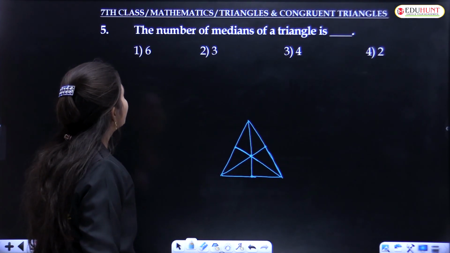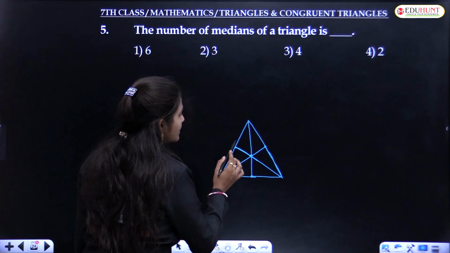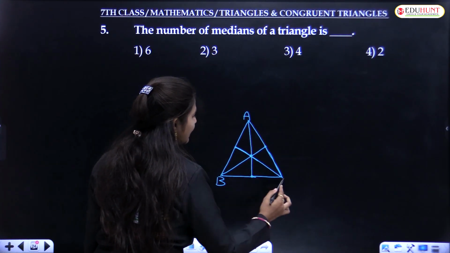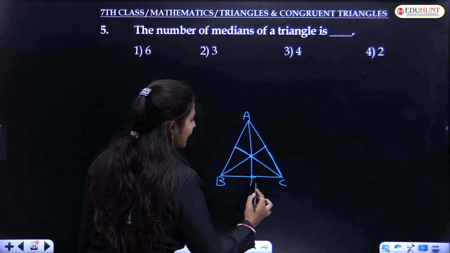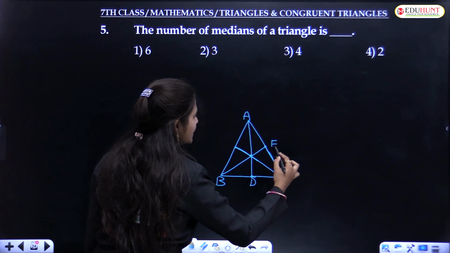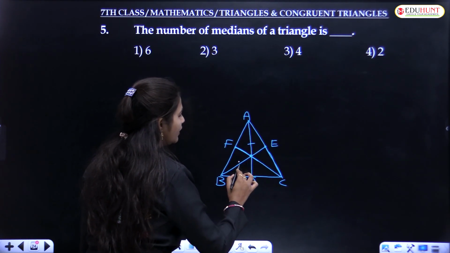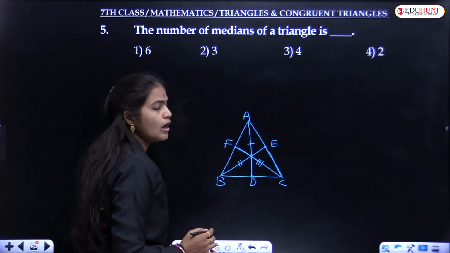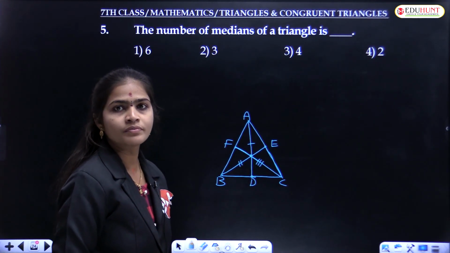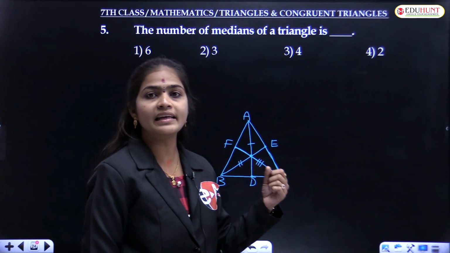So children, see the number of medians we can draw here. This is triangle ABC. In triangle ABC, AD is one median, BE is another median, and CF is another median. So how many medians are there? 1, 2, 3. Yes, 3 medians we can draw in a triangle.